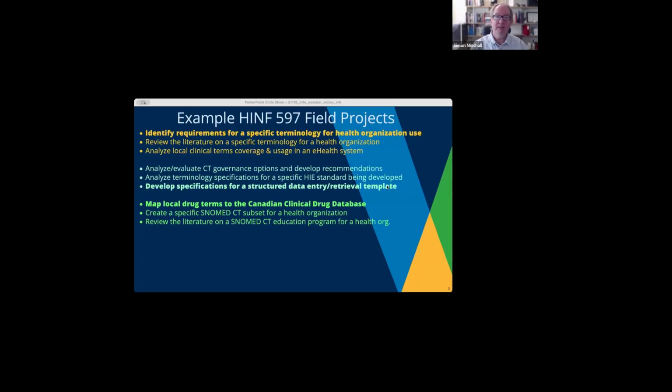So any of those kind of areas, if any of that interests you, then that's something you could do as a field project. I would urge you to choose something that is of interest to you, potentially even useful for where you work as well. You'll get more out of it that way.